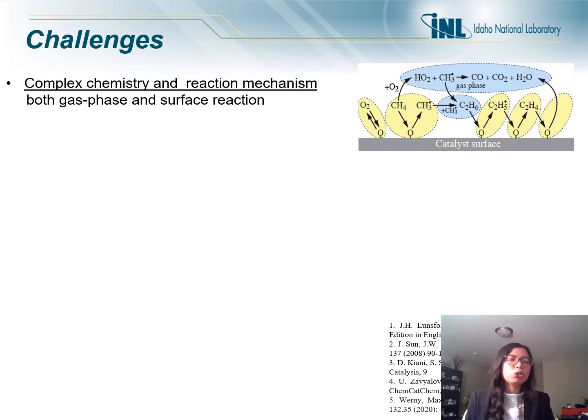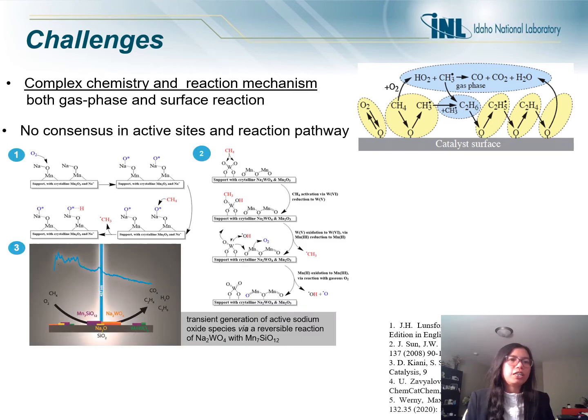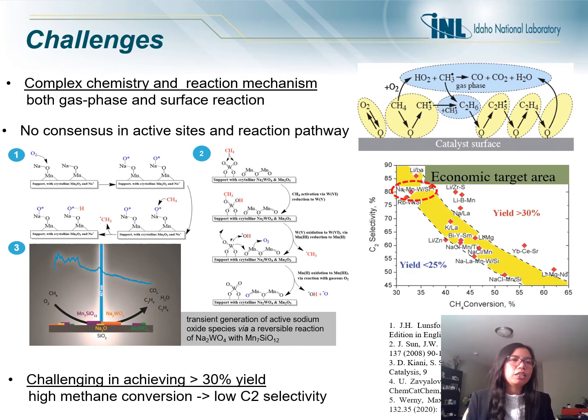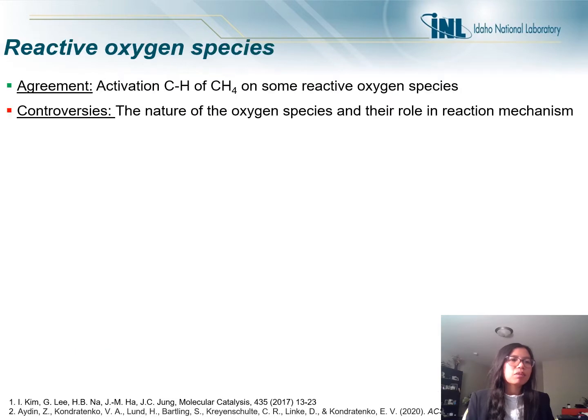OCM has a complex chemistry involving gas phase reactions and surface reactions. There is no consensus on the active sites and the reaction pathway, and different active sites have been proposed. OCM is still challenged in achieving more than 30% C2 yield, the economic target. Manganese sodium tungsten oxide is considered the state-of-the-art catalyst. There's agreement that CH4 activation occurs on some reactive surface oxygen species. However, the nature of the oxygen species and their role are very much in controversy.